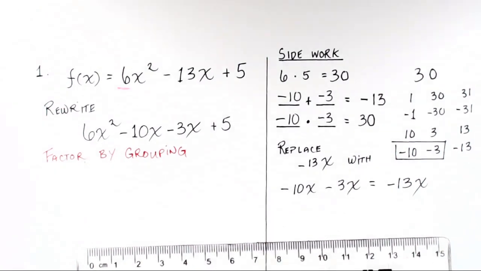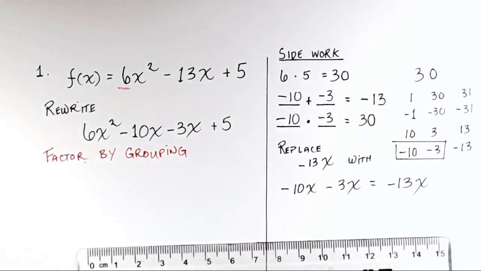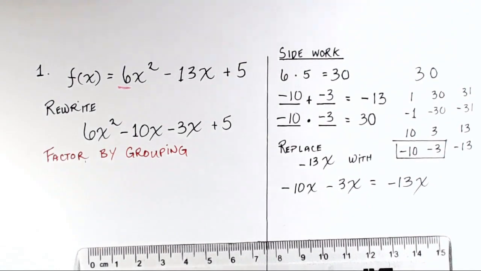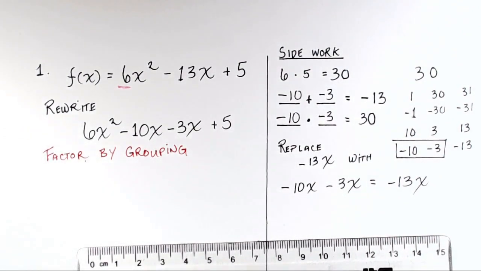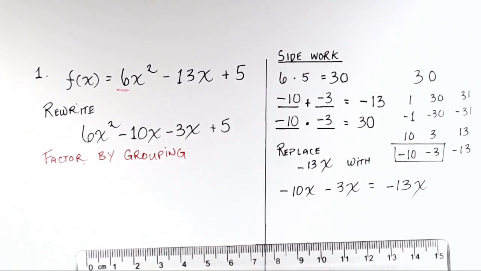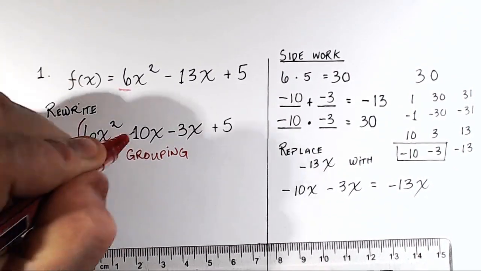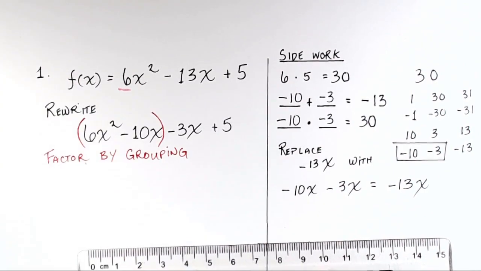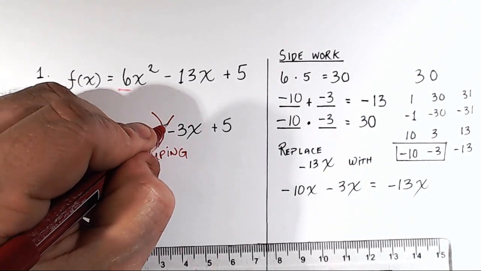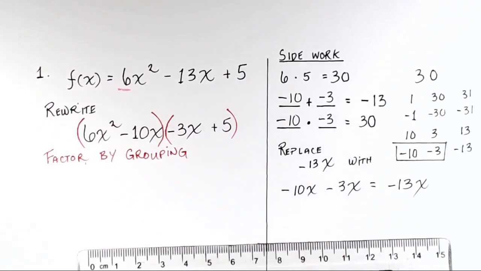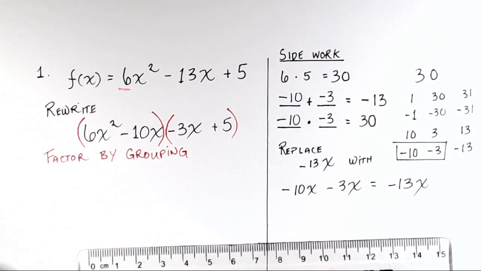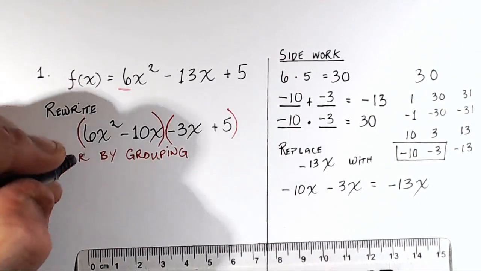See if I can adjust the contrast on this a little bit. All right, okay, factor by grouping. What that means is you're going to place parentheses around the first two terms and around the last two terms, just like that. And we're going to rewrite this using this notation with these parentheses.